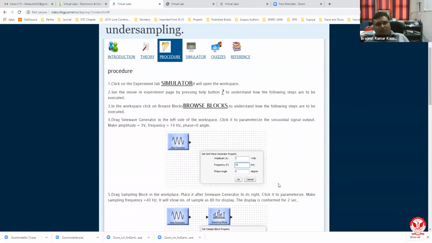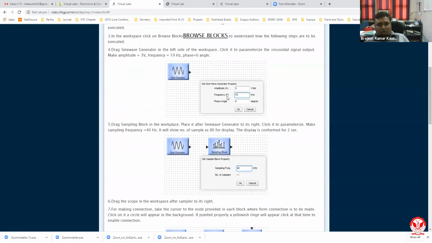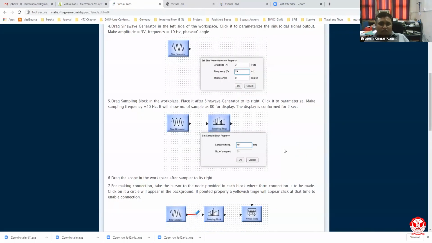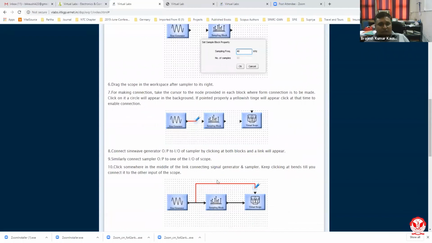So you can see the procedure has been very elaborate here. You can click into the experimental tab. You can look into all these aspects, go step by step, and find out how the amplitude or frequency or phase angles have to be put into, and how you can change the sine wave generator. And also you can look into the sampling frequency, how you are going to change it, right? And then you can make different measurements, right? And also you can make different connections. You need to see whether the connections are proper or not.